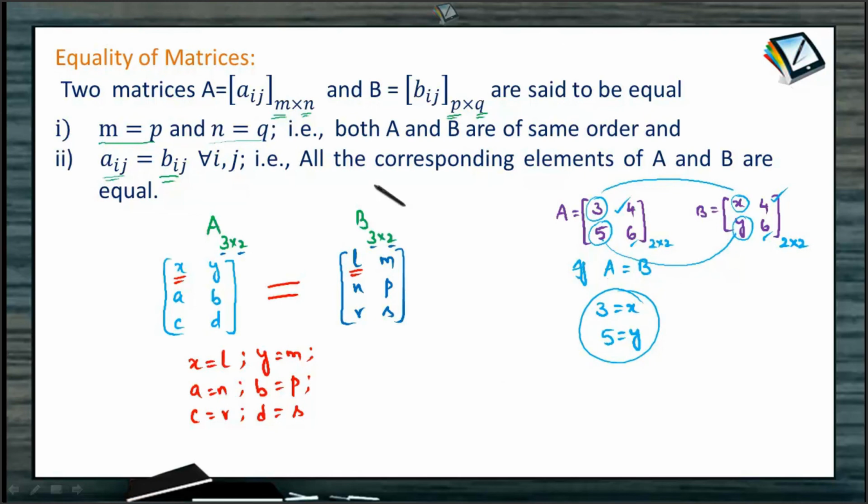So important here, two matrices are comparable to be equal provided two simultaneous conditions are satisfied. First, the number of rows and columns should be equal in both the matrices. So for the matrices to be equal, the matrices must be of the same order and the corresponding elements at the corresponding positions must also be same, right?